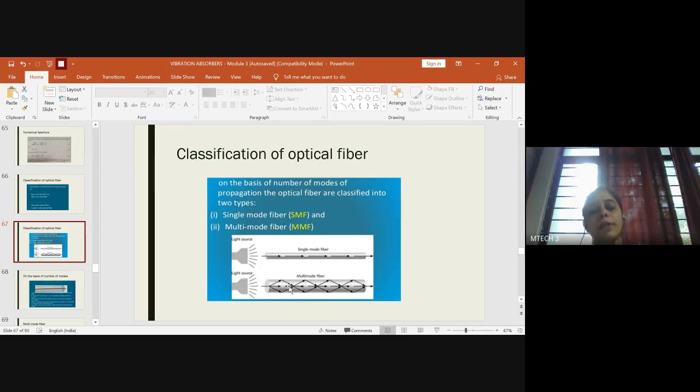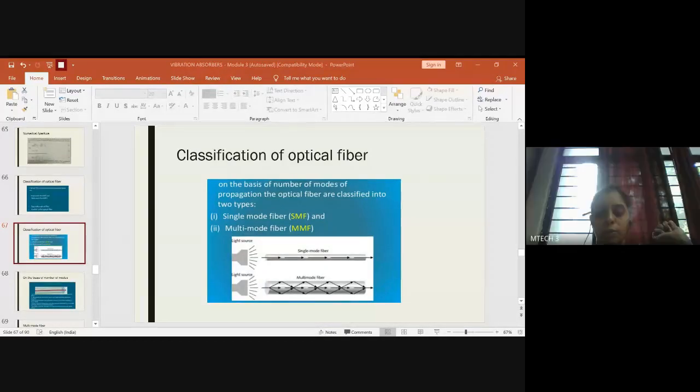In multi-mode, a huge amount of light can be transmitted within a short period of time over a longer distance. Whereas in the case of single mode, only a single quantity of light rays will be transmitted from one end to the other. So this is the difference between the two modes. Hope this is clear. Any doubts in it?